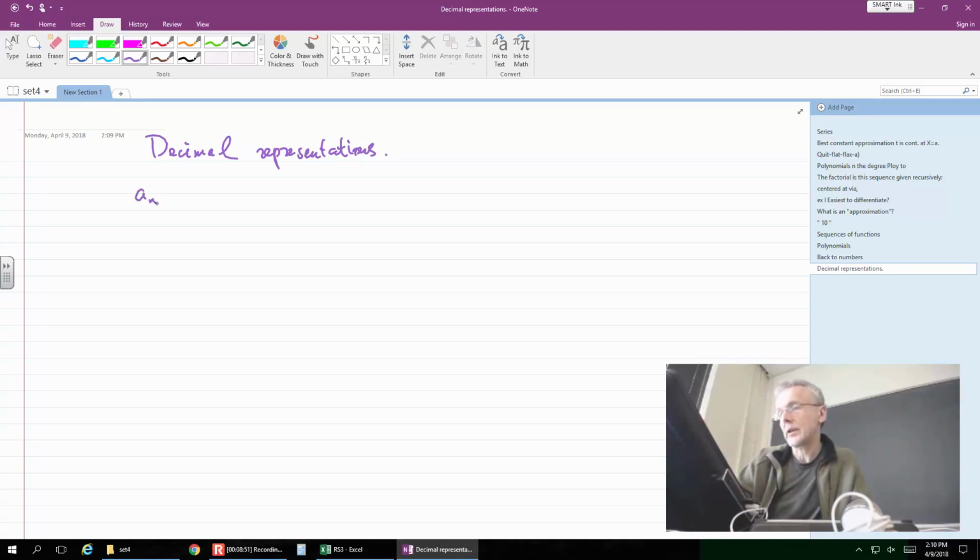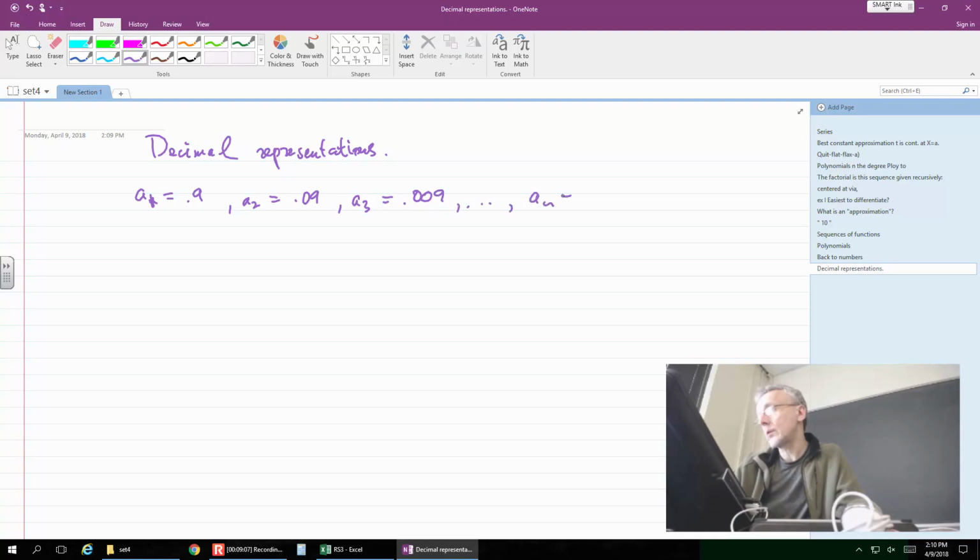So here it is. A1 is 0.9. A2 is equal to 0.09, and A3 is 0.009, and on and on. So An will have n minus 1 zeros and a 9 at the end. Okay, so that is my sequence.